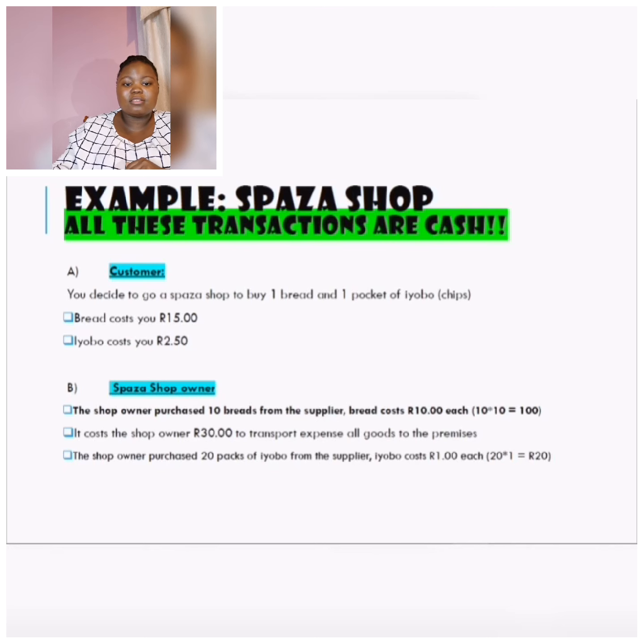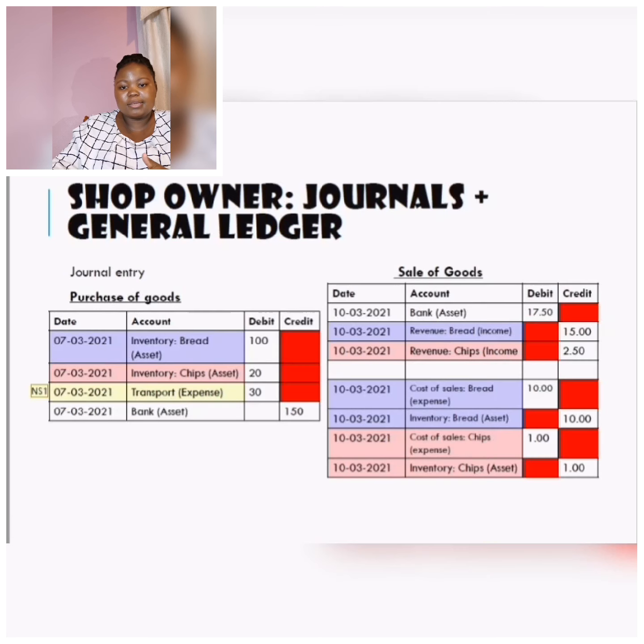And then the shop owner buys 20 chips, and they cost something too. When you sell stuff, you sell it for more money than you bought it for. You need to make profits, because what would be the point of spending much more money buying inventory and then selling it for less? How is it going to benefit you? How are you going to survive in the long run? It's more about continuity and ensuring that you get profits. So that's why you need to sell it for more than you bought it for.